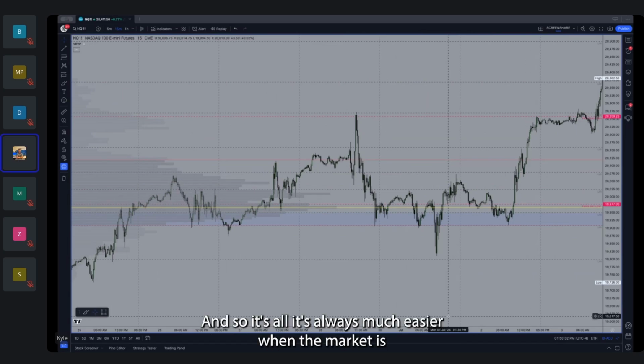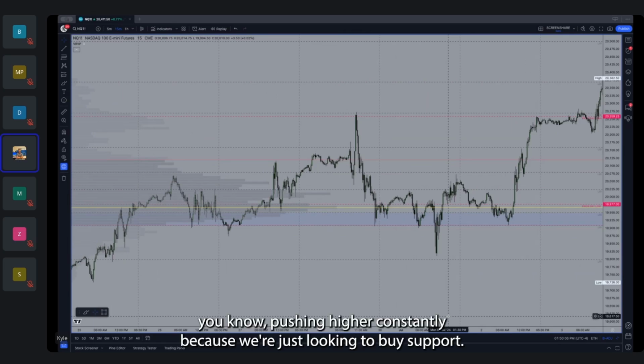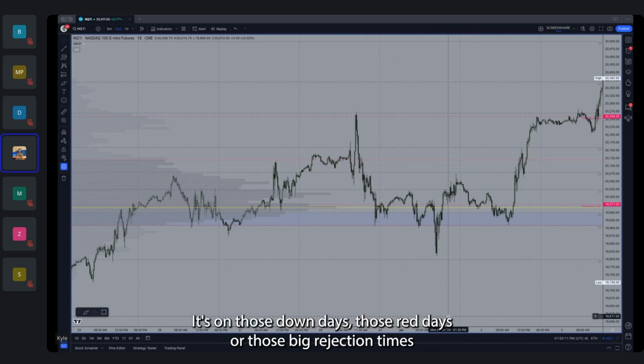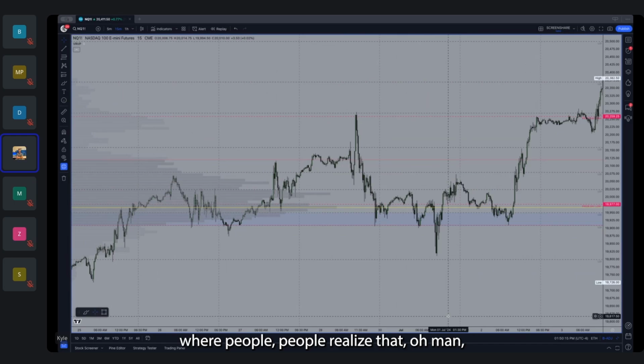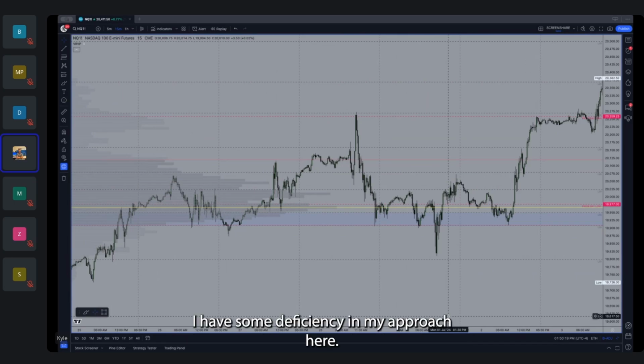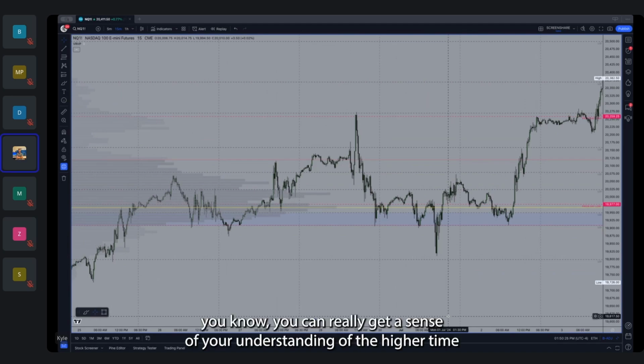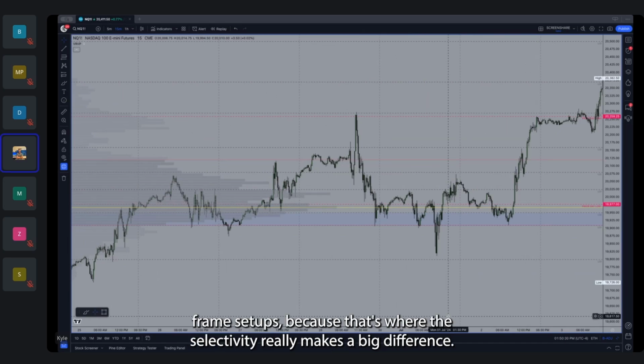And so it's always much easier when the market is pushing higher constantly, because we're just looking to buy support. It's on those down days, those red days, or those big rejection times where people realize that, oh man, I have some deficiency in my approach here. That's kind of when you can really get a sense of your understanding of the higher time frame setups, because that's where the selectivity really makes a big difference.